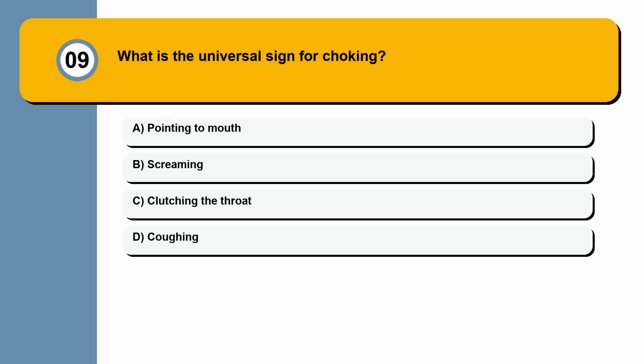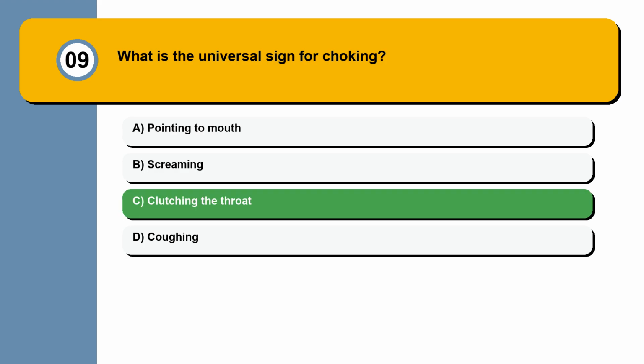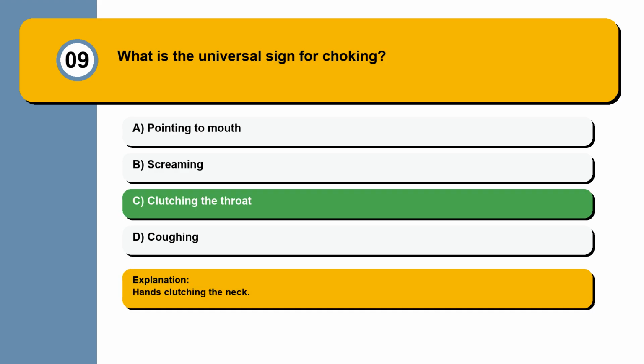Question 9. What is the universal sign for choking? Pointing to the mouth, screaming, clutching the throat, or coughing? Hands clutching the neck.